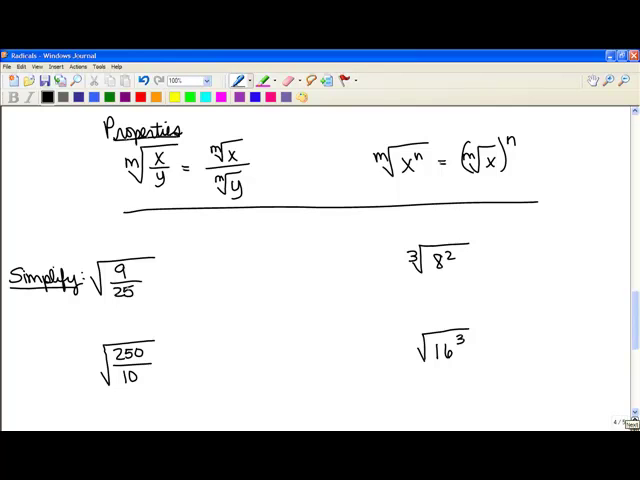There are a few other properties of square roots. One property states that the square root, or any root for that matter, can be separated out into the root of the numerator divided by the root of the denominator. And the other property shows that a power inside the root can be changed to a power on the outside of the root.